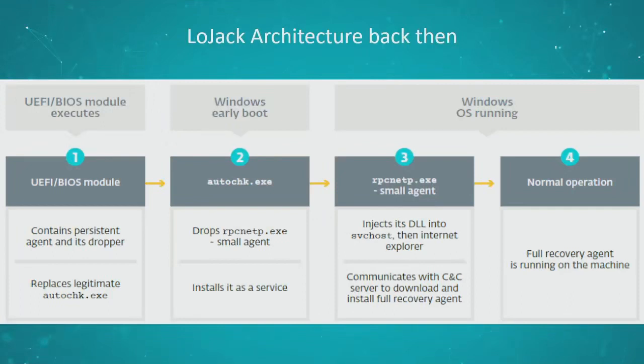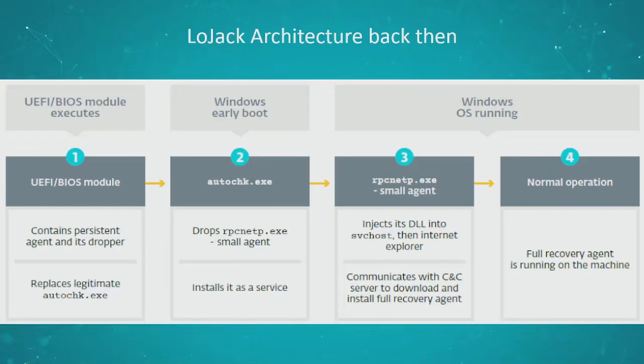So the first step is, of course, the BIOS or the UEFI module. It contains the agent and its dropper, and it will go ahead and replace a file called autocheck.txt that is present on all Windows systems. You might know what autocheck is. It's basically an integrity check for your hard disk. As Windows is booting up, you will sometimes see a percentage on your boot-up screen, and this is the autocheck that will check the integrity. But what LoJack is doing is that it will replace it so that it can actually install its own agent, which is the second step. The main idea is to install the small agent as a service.